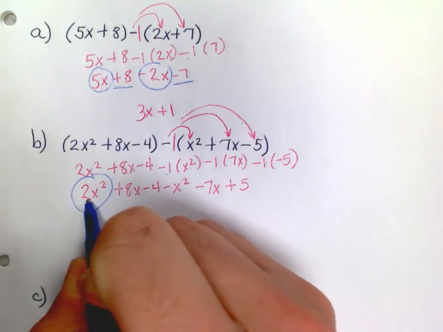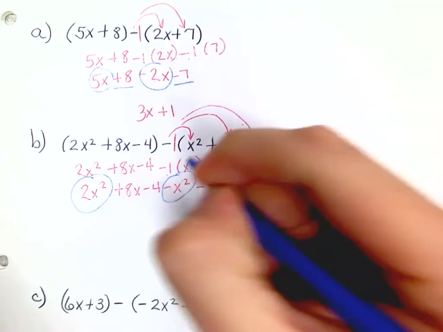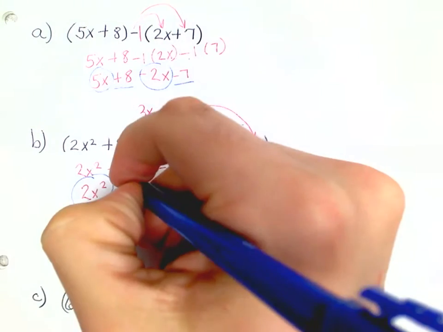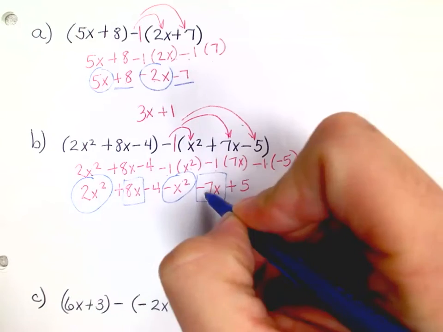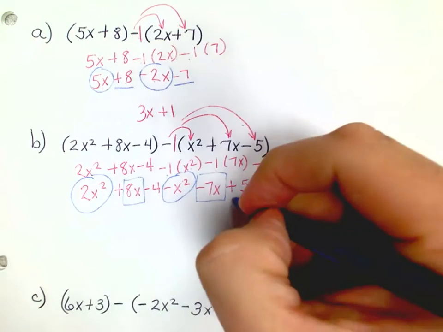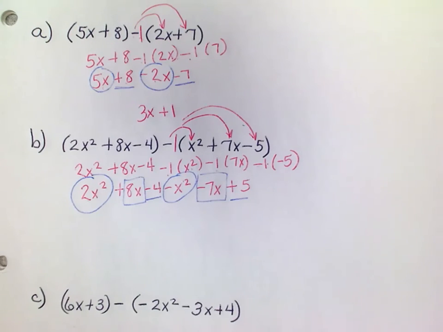So everything has an x squared, I'm going to circle, so 2x squared, and I see a minus x squared, so I'm going to circle that. Everything that just has a regular x with a 1 exponent, or just x, I want a box. So I box the 8x, and I'm going to box the minus 7x. And everything that does not have a variable associated with it, just put an underline.